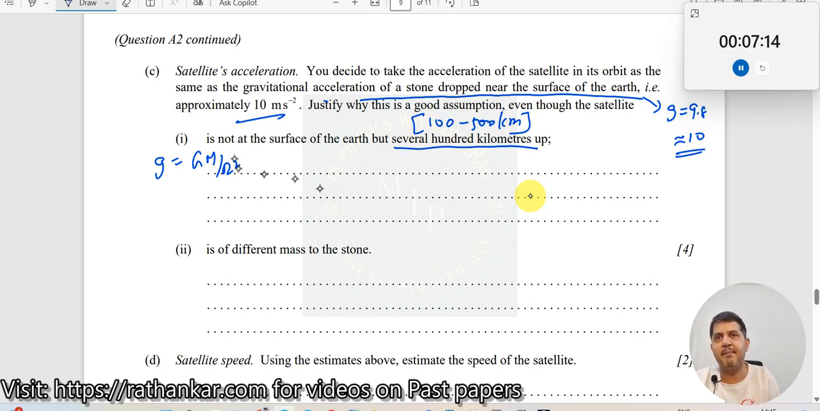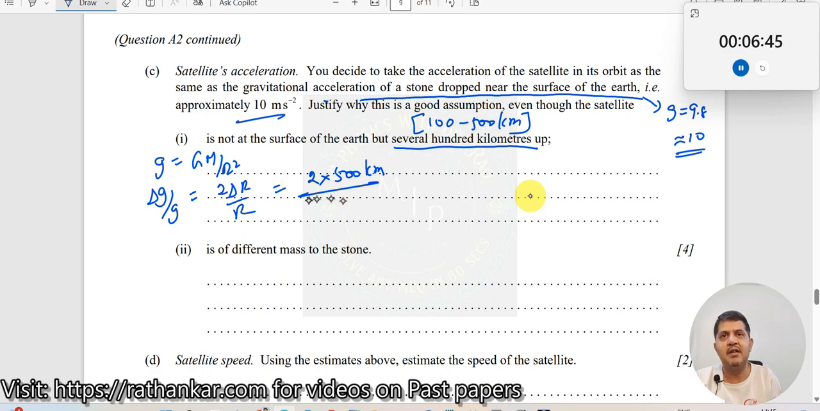So let me do some math over here to understand. Let me take the fractional value of g, delta g by g. G and m are constant, so this should be 2 times delta r by r. Now delta r, what is delta r? Delta r is nothing but the change in the value of r, which could be around 100 to 500 kilometers. Let me choose 500 kilometers only. So which should be 2 into 500 kilometers divided by the value of r which we have found out, which is around 6 into 10 to the power of 6 meters.